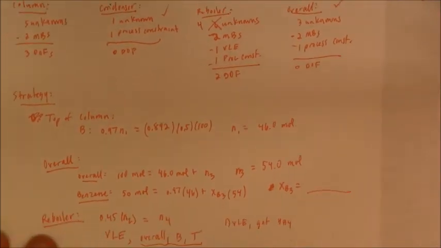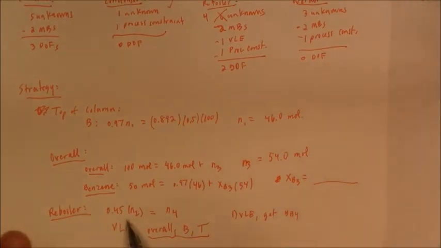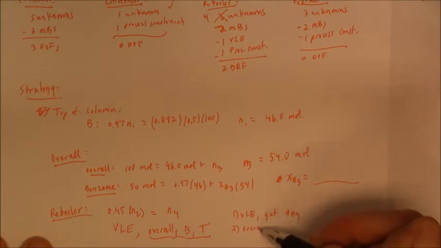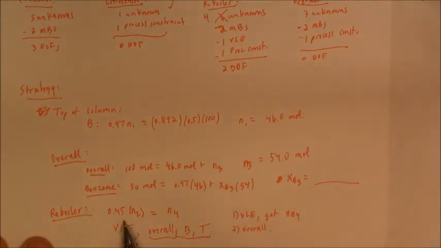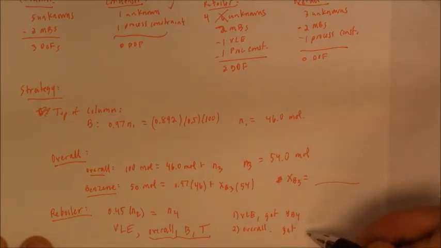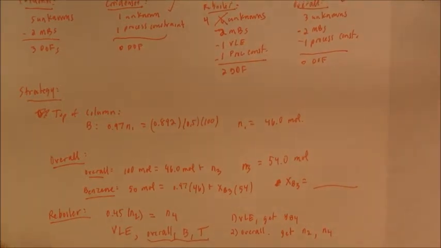But I still have some unknowns. So if we look at the reboiler, the next thing I'm going to do is an overall balance, because I know the relationship between N2 and N4, and then I also know that N2 equals N3 plus N4. N3 is known. I can therefore get N2 and then N4.